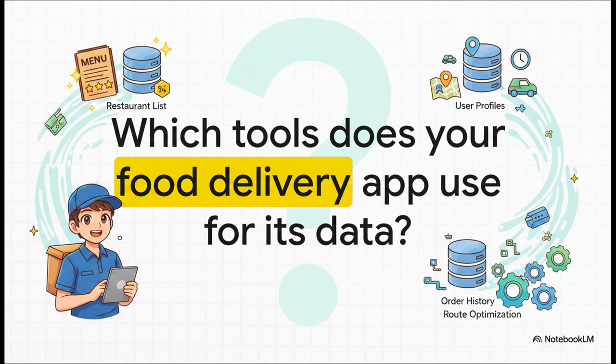So I want to leave you with a final thought. Next time you open your favorite food delivery app, just pause for a second and think, how are they storing all those restaurants and menus? Where does your own user profile and past orders live? And what's figuring out the fastest delivery route? The answer, almost certainly, is that they're using a mix of these very tools. A document database here, a graph database there, all working together behind the scenes. And that, right there, is the real power of having a full digital toolbox.